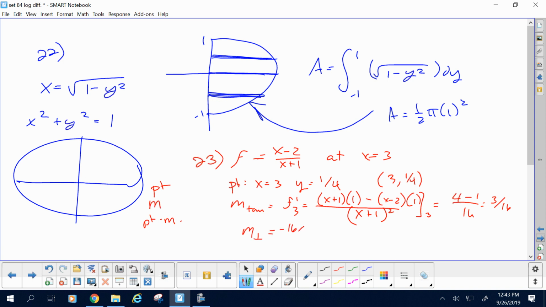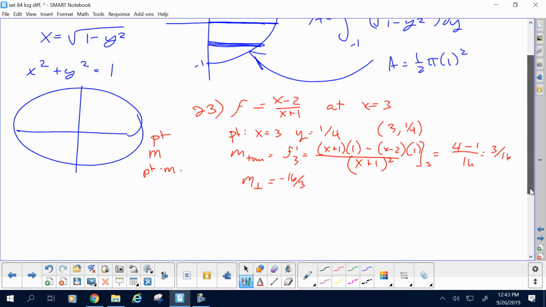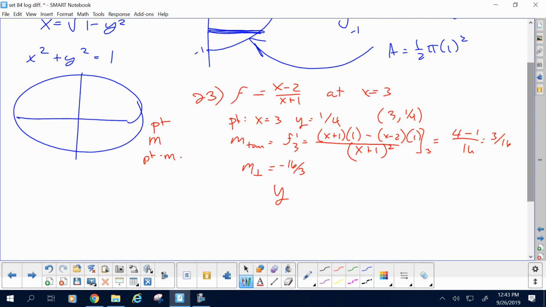Yeah, it's opposite reciprocal, and now we can write our normal line, y minus the fourth equals negative 16/3 x minus 3. Okay. Any other questions on ABC? Cool. Let me know if you have any questions.